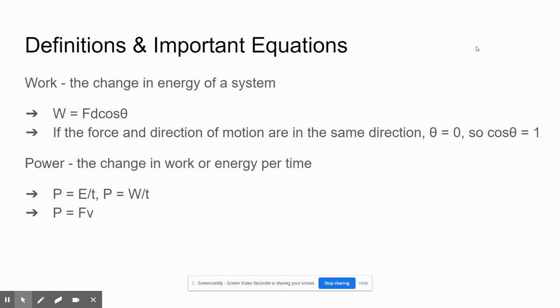Power is the change in work or energy per time. So power, P equals E over T. Energy could be any form of energy, total energy, whatever you need for your problem, and you plug that in. And also work per time, so F D cosine theta divided by time. Power is also equal to force times velocity.